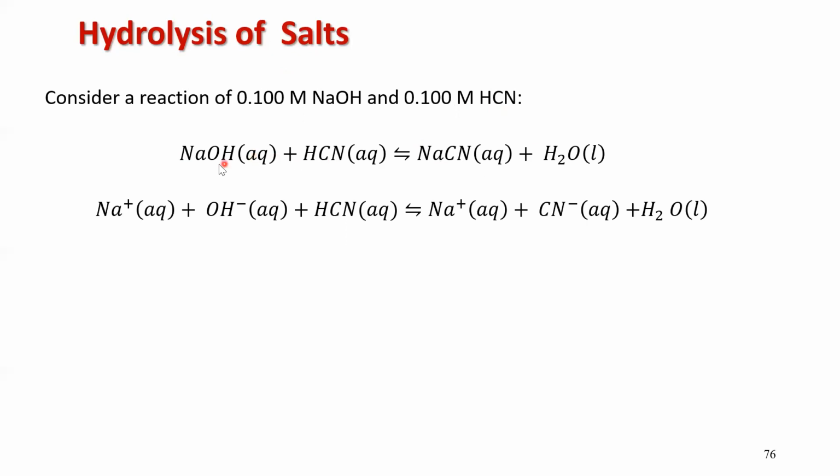Now, sodium hydroxide's a strong base. That means it's an electrolyte, so it would break up into its ions in solution. But hydrocyanic acid is a weak acid, which means it pretty much stays in its molecular form. It's not breaking up into its ions. Sodium cyanide is a salt, and it's an electrolyte. It's going to break up into ions. Remember, anything with an alkali metal in it breaks up into ions. And water is going to stay in its molecular form.